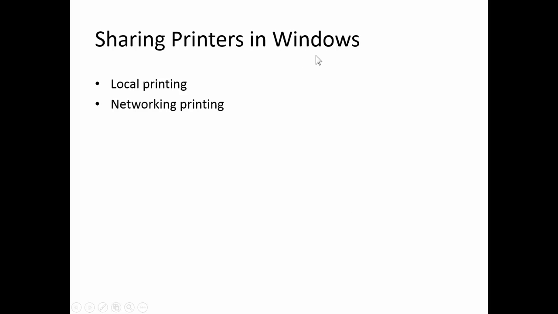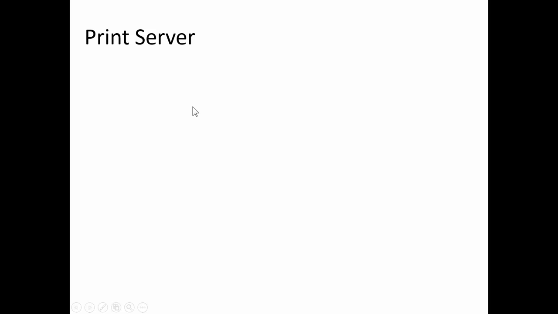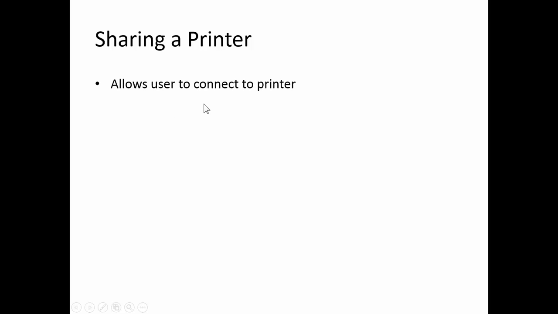Now, let's look at sharing printers in Windows, at local printing and at network printing. In local printing, the printer is connected directly to the user's workstation, and that way, if you had 100 employees, you would have to buy a printer for each individual employee, and that's kind of an expensive way to go. So what we do is we get a print server. A print server is a computer that has a printer attached to it, and everybody can send their print jobs to the print server, and that way we just buy one high-quality printer instead of 100 cheap printers. And then everybody can print to the print server, which pushes the print job to the printer.